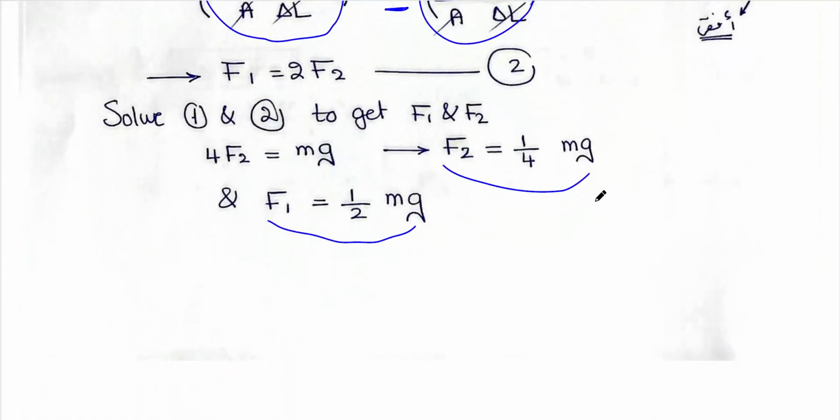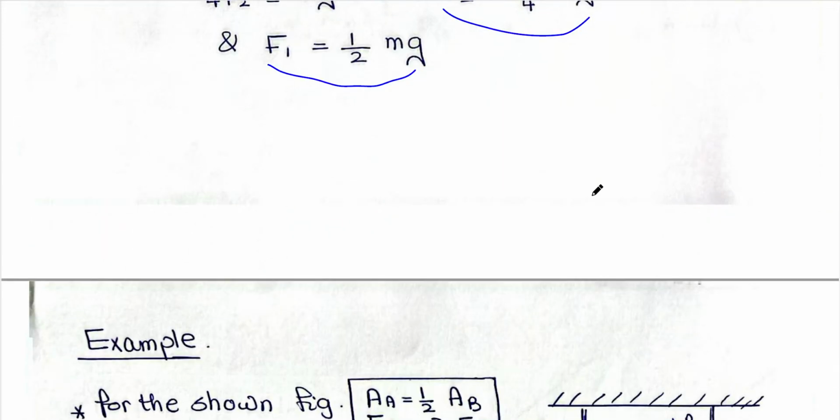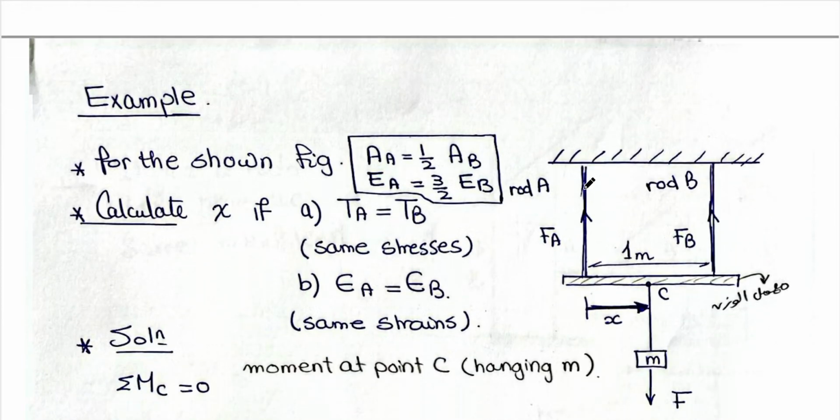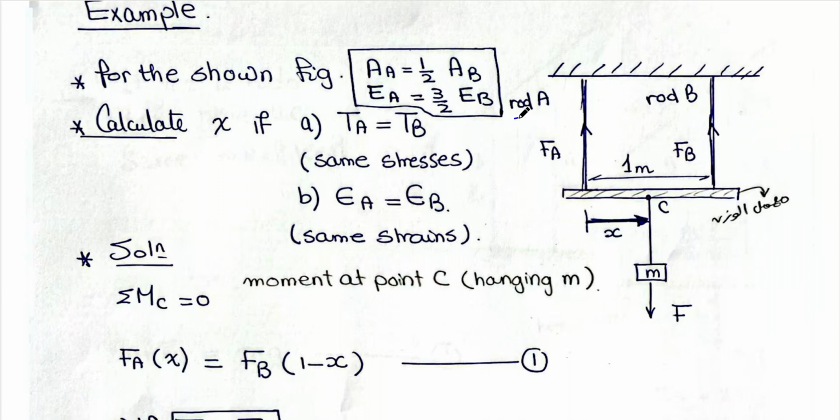Let's have another example on longitudinal elasticity. We have two rods, rod number A and rod number B, hanging a mass. To hang this mass, we put a sheet of negligible weight, and then at point C we hang the weight or the mass F. This mass has a weight, which is the force acting on these two rods.